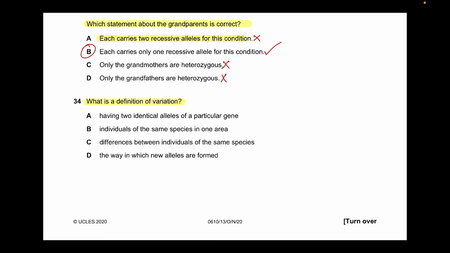What is a definition of variation? Having two identical alleles of a particular gene. Now, variation is, if we have the same identical alleles, that will not result in variation. Individuals of the same species in one area. All right, that would be population, not variation. Differences between individuals of the same species, yes, that is variation. The way in which new alleles are formed, no, that is mutation. So option C.